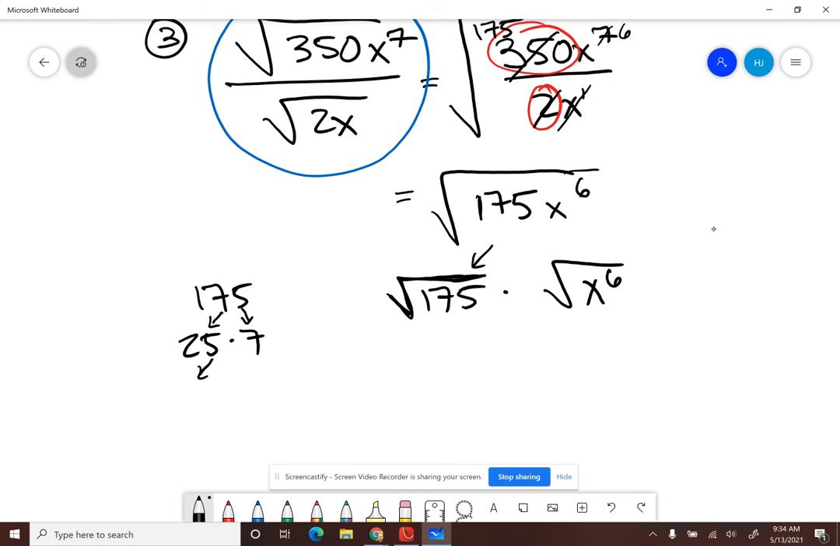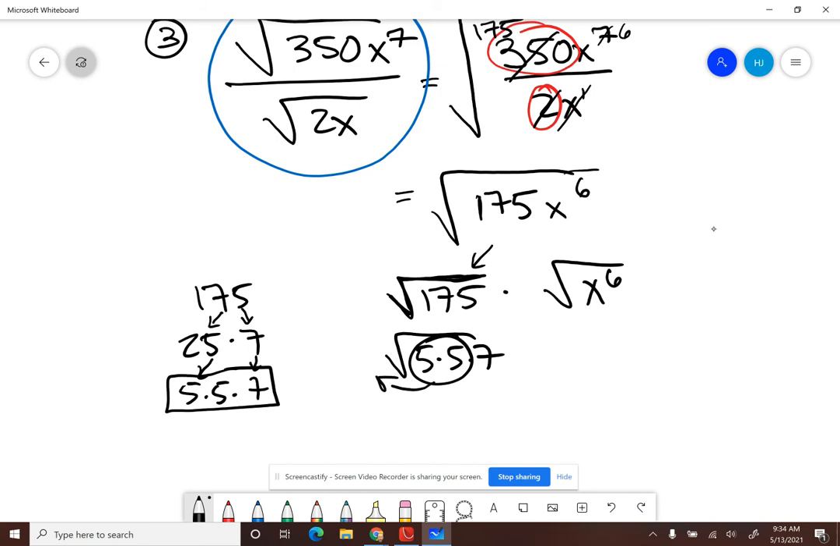And then 25 again could be broken down into 5 times 5 times 7. So this would be my prime factorization for the square root of 175. So I'd have 5 times 5 times 7. Again, if I've got a group of 2, I can go ahead and bring that out. So that means I'm going to end up with 5, and I'm going to leave a little bit of room and put radical 7. Now I'm going to start resolving this one, which is x to the 6th. And this time, again, we're just going to use division. So we have 6 right here divided by 2, which is my index, and that would equal 3.